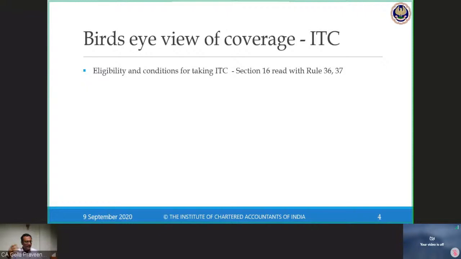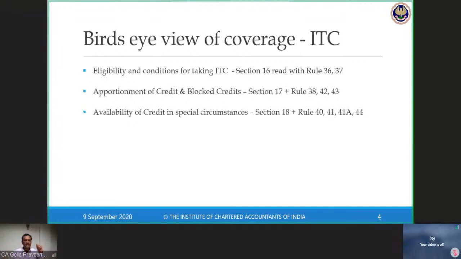So to start with, eligibility and conditions are stipulated in section 16 read with rule 36 and rule 37. This is something we need to join together and read together. Next is apportionment of credits and block credits, which is covered under section 17, also rule 38, rule 42 and rule 43. So when we read section 17, the conditions which restrict your input tax credit, I have to read section 17 together with the 3 rules: rule 38, rule 42 and rule 43.